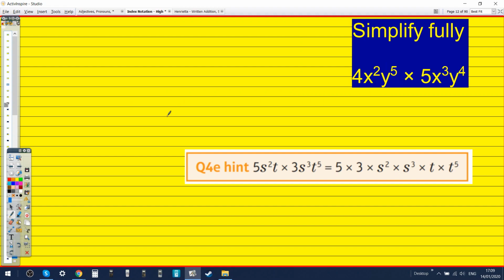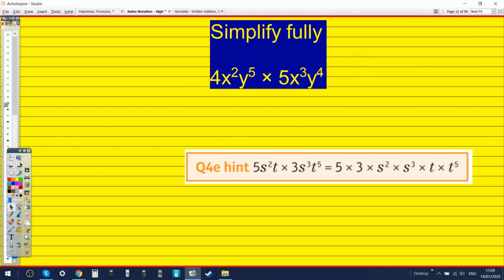Okay, how about this one, top right? The answer is 25. x to the 5. x to 5 and y to 9. Well done. How about the one underneath it?